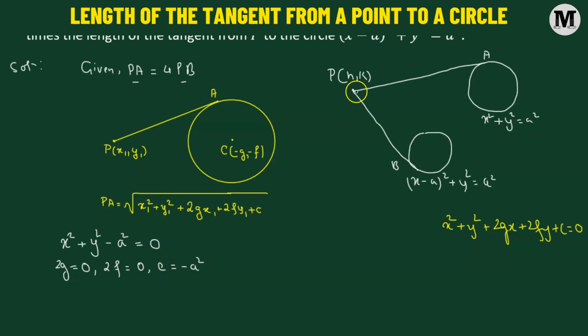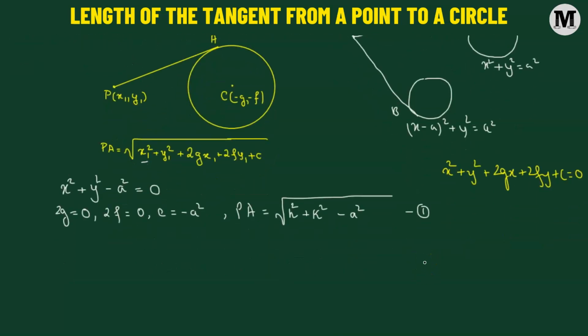Now, from the point P, which has the coordinates (h, k), the length of the tangent PA will be equal to the square root of x1 squared. Here x1 is nothing but the x coordinate of point P, so we have h squared added to y1 squared, where y1 is the y coordinate of point P, so that's k squared. Then we have 2gx. Now here 2g is 0, so we don't have to worry about it. Similarly, 2f is also 0. Now we have c, and the c value is negative a squared. So this is the length of PA. Let's label this as number 1.